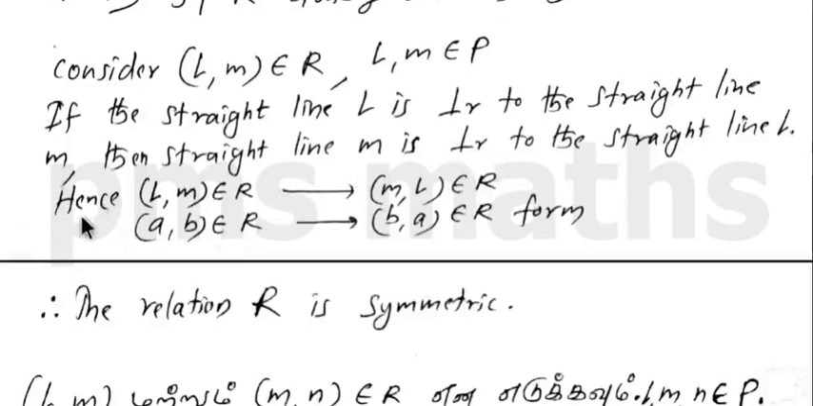Now, we can write hence L comma M belongs to R gives M comma L belongs to R. That means here L comma M belongs to R. M is perpendicular to L. That means M comma L belongs to R. Generally, A comma B belongs to R gives B comma A belongs to R. This is the condition for symmetric relation. This condition is satisfied here. Therefore, we can write the relation R is symmetric.